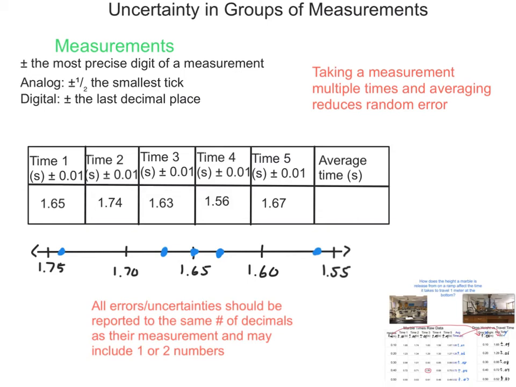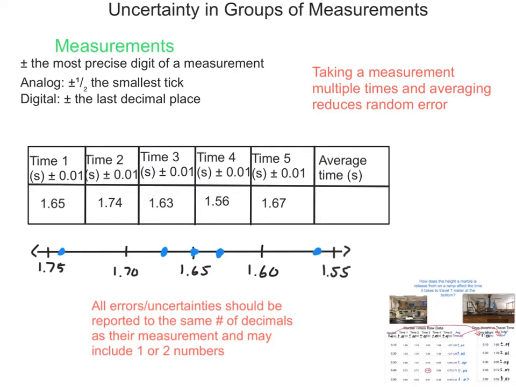Now, we've already looked at taking single measurements and what its uncertainty would be. As a reminder, your uncertainty is the most precise digit of that measurement because it could be a little bit higher, it could be a little bit lower. You are somewhat estimating, or if it's a digital device, the digital device has a cutoff in there. So for analog, your uncertainty is half of the smallest tick, and for digital, it's just whatever the last decimal place is there. That's the most precise digit of those instruments.